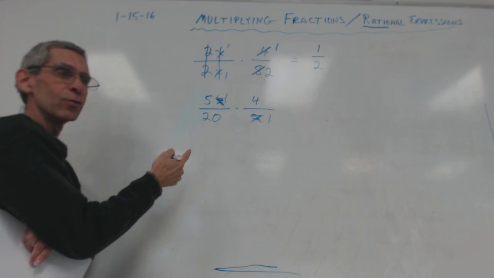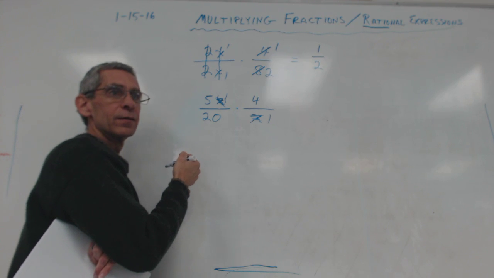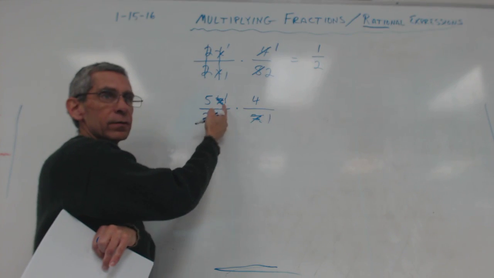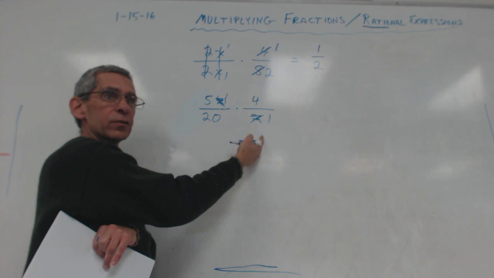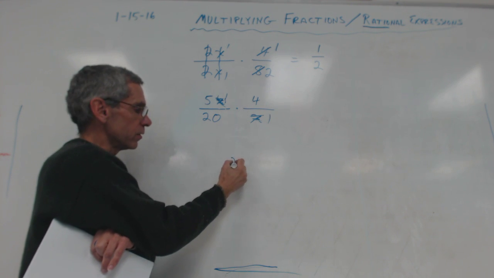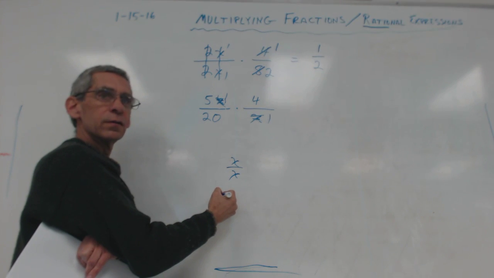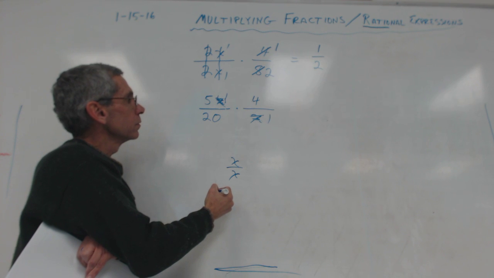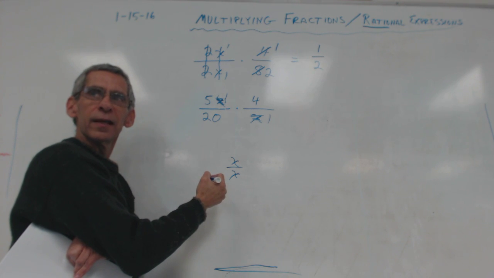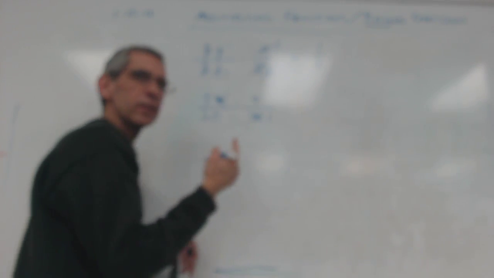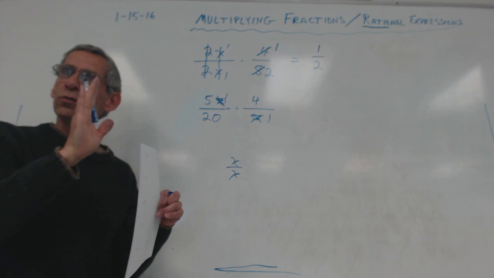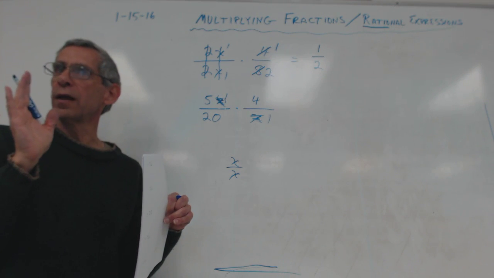All right, so Luca, help me finish this. Why did I cross the X's out? Because there was one X upstairs and one X downstairs. That's the same as X over X, right? Do you guys see that? Do you see why that's the same? Because technically, you know how when you multiply things, you can put them in any order you want, right?